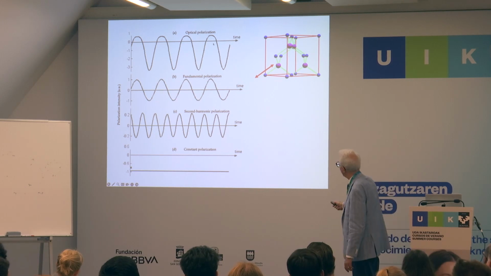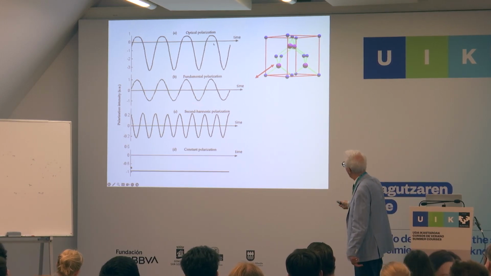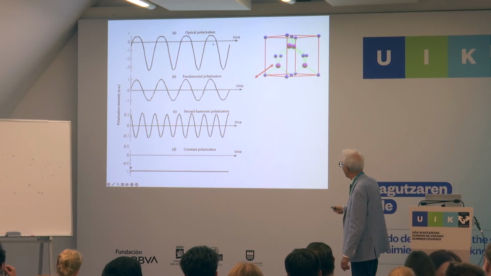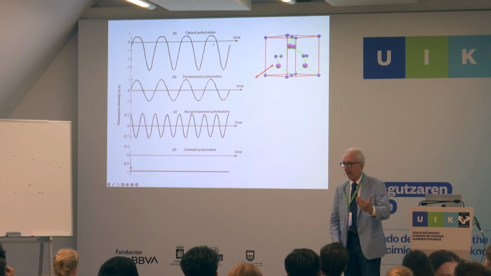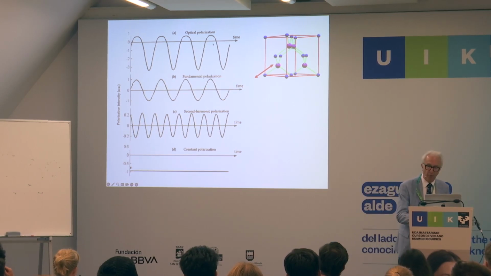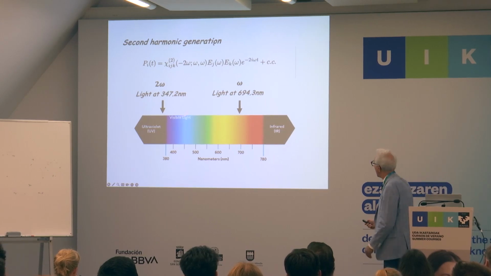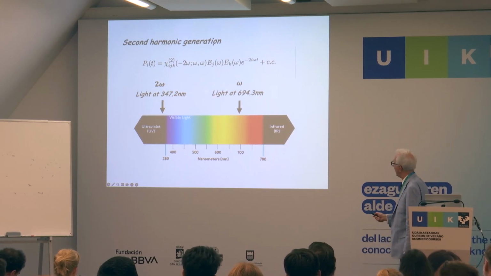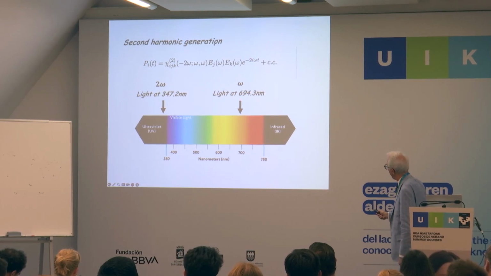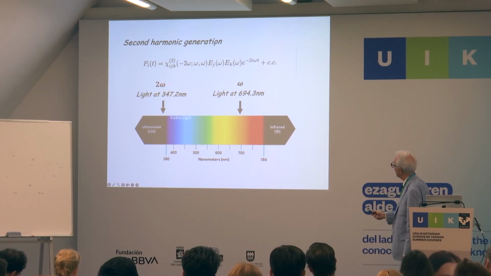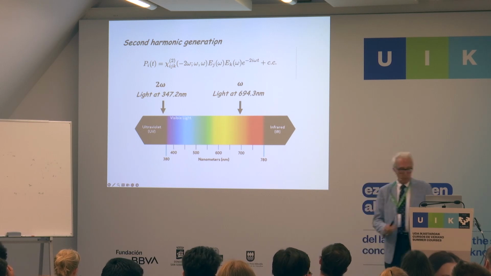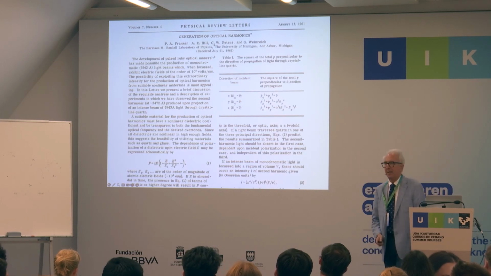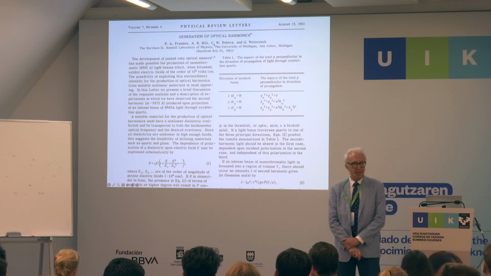But there are these components, and this second harmonic polarization is going to be oscillating at twice the frequency you're sending in, and that's going to generate light at that frequency. So, for example, if I come in with light at 694 nanometers, then I'm going to generate light at 2 omega, which corresponds to a wavelength of 347 nanometers. And in fact, these were the frequencies that were used in the first experiment that demonstrated second harmonic generation.